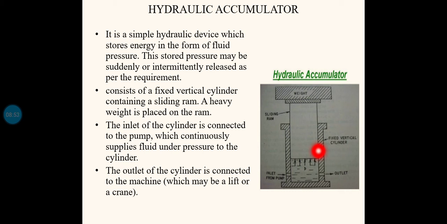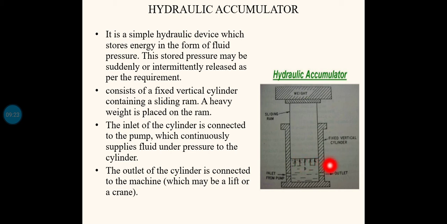The inlet of the cylinder is connected to the pump. You can see at the bottom portion here, the inlet is there. The pump will be pumping the fluid into the hydraulic accumulator continuously. That's why I told you an external power is required. Once the pump is operated, only then will fluid enter this accumulator. So the inlet of the cylinder is connected to the pump, which continuously supplies fluid under pressure to the cylinder. So high pressure fluid is entering through the bottom portion of the hydraulic accumulator.